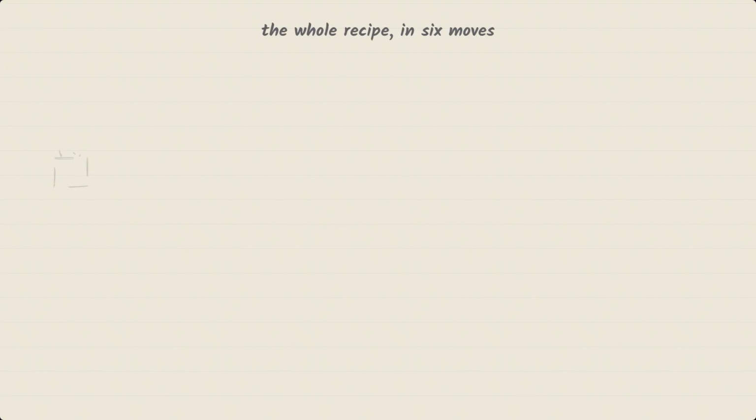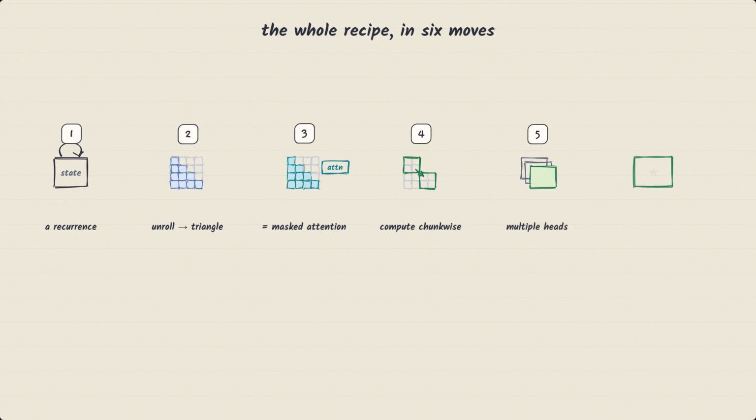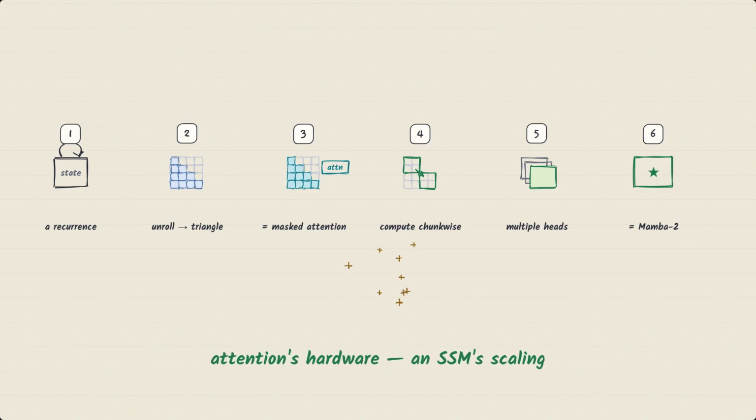So the recipe: a state space model is a recurrence. Unroll it, and it's a structured triangular matrix. That matrix is a masked attention matrix, the duality. So compute it chunkwise, quadratic inside chunks, linear between them, wrap it in multiple heads, and you've got Mamba-2. Attention's hardware, a state space model's scaling.